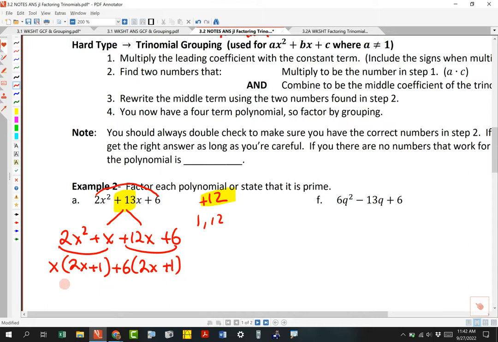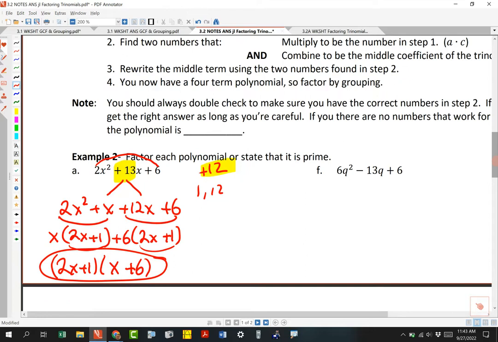I've gone from 4 ugly terms to 2 kind of ugly terms, but they have something nice in common. Luke, what do they have? They're the same. They have the same factor right here. So they both have a 2x plus 1. So I'm going to take out the 2x plus 1. I like putting it out front. You're welcome to put it at the end if you want. And then I have an x plus 6. So I'm going to put a circle around that. That is the correct answer. Little harder, but it works every single time.